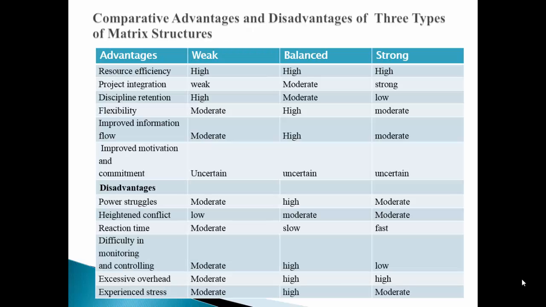This slide shows a table comparing the level of pros and cons of 3 types of matrix structures based on a few factors such as resource efficiency, project integration, discipline retention, flexibility, and improved information flow. The level of disadvantages is based on factors such as power struggles, heightened conflicts, and reaction time.